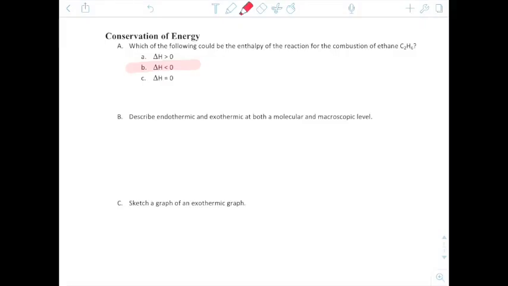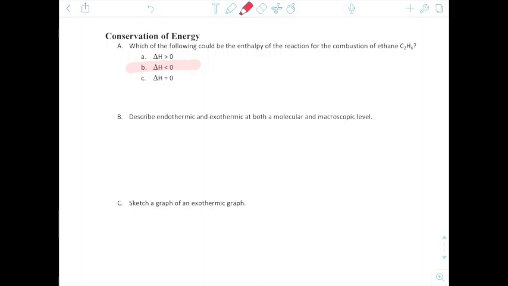Describe an endothermic and exothermic reaction both on a molecular and a macroscopic level. An endothermic reaction is a reaction that requires energy, whereas an exothermic reaction is a reaction that gives off energy. An endothermic reaction is going to form more bonds than are broken. An exothermic reaction is going to break more bonds than those that are formed.